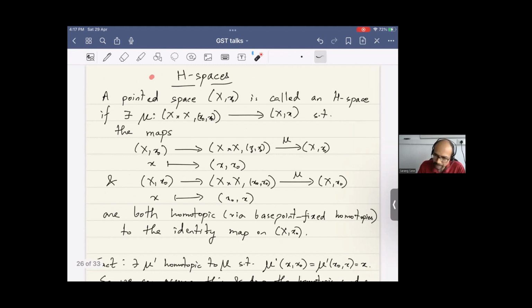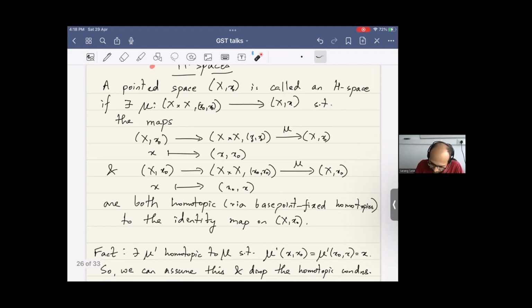Okay, so now with all this background about classifying spaces and Quillen's theorems A and B, let's get back to symmetric monoidal categories, which is what we started with. For that we'll need some topological construction called H spaces. So I'll just define that quickly.